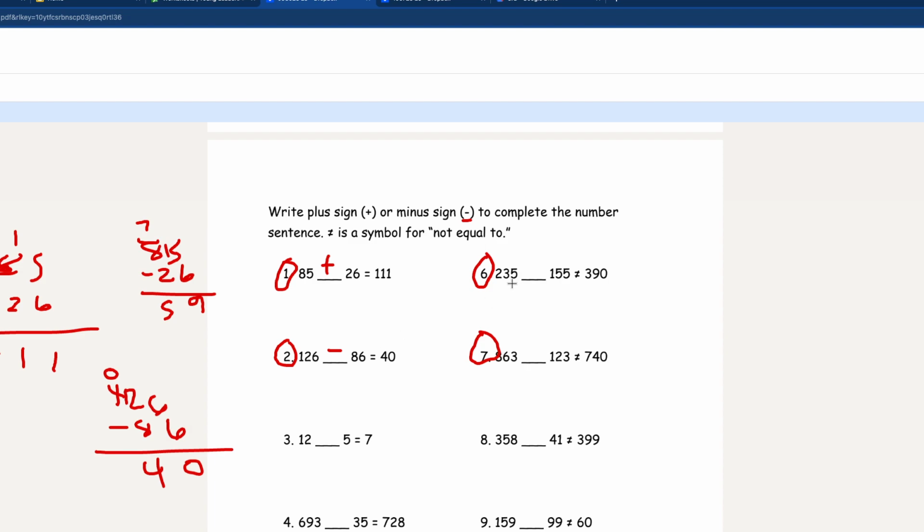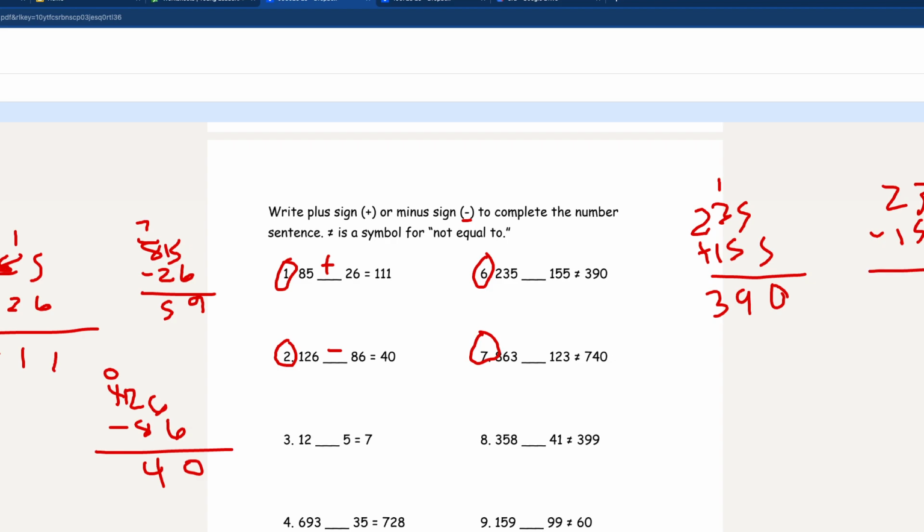All right. Number 6. Instead of looking for the equal answer, we're looking for the not equal answer. So 235 blank 155 does not equal 390. So it's not supposed to equal 390. So let's try add. So 155. So 5 plus 5 is 10. And then 1 plus 3 is 4 plus 5 is 9. And 2 plus 1 is 3. So since this equals 390, it's not the answer because we're looking for an answer that doesn't equal. So let's try subtraction.